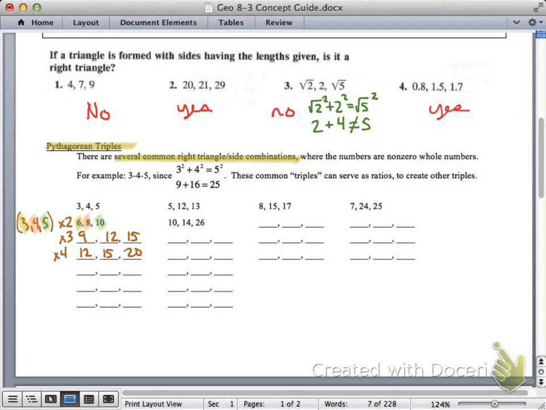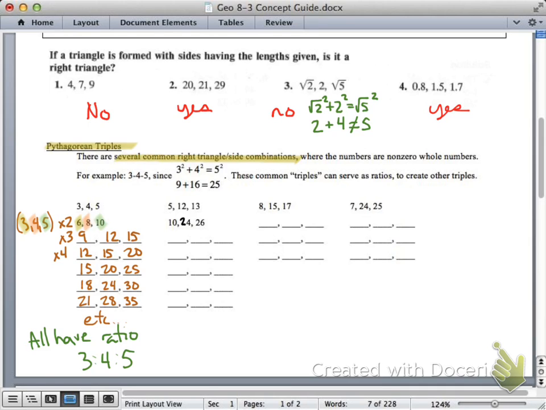Times 4 is 12, 16, 20. Times 5 gets you 15, 20, 25, etc. We all have the ratio of 3, 4, 5. So if you can reduce the sides of a triangle to a 3, 4, 5 triangle, you know it's a right triangle. It's a common one.